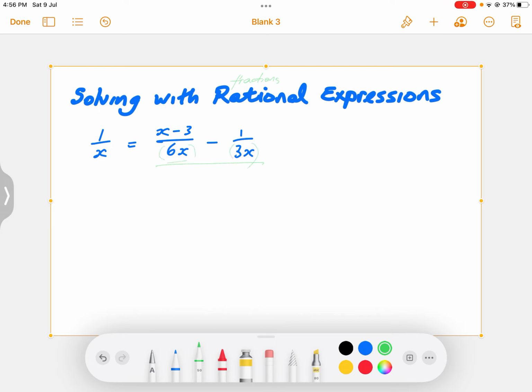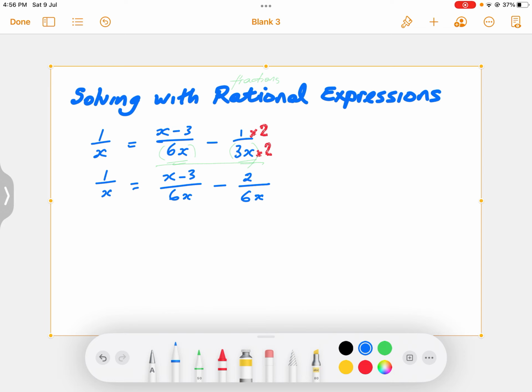So how do we get a 6x here? I want a 6x in this position. So if I double the top and the bottom, then I've got a 6x and a 6x. So the objective here is that I'm going to have two fractions. And I double the top, double the numerator. I double the denominator, double 3x is 6x. This is good because we've got two fractions with the same denominator.